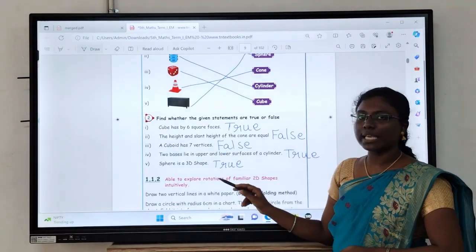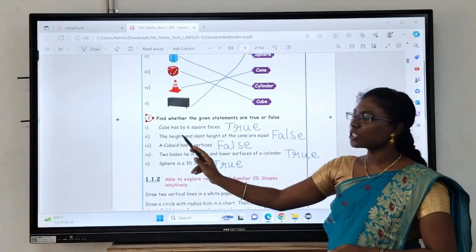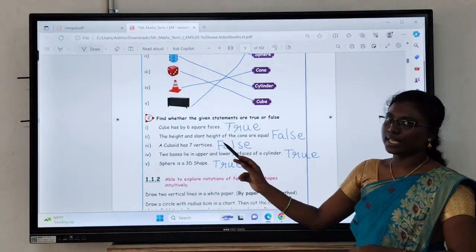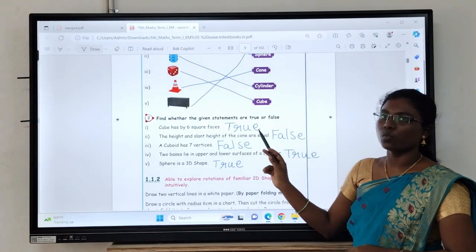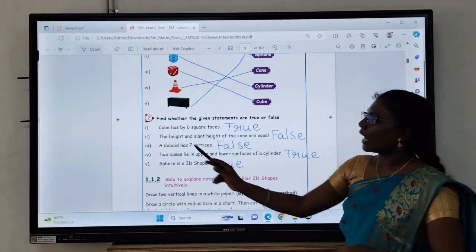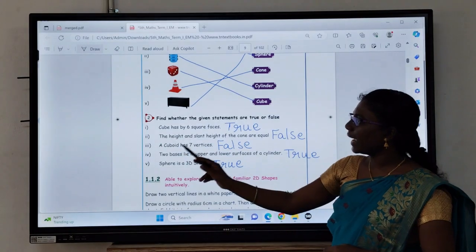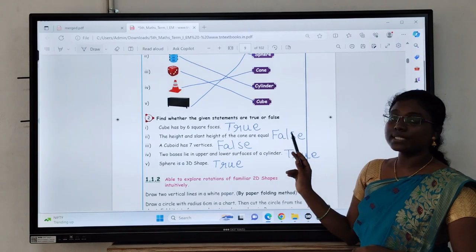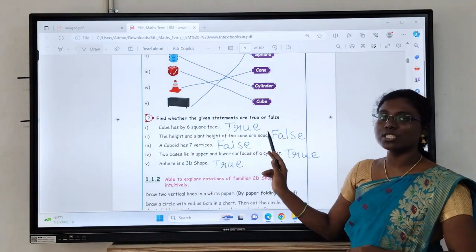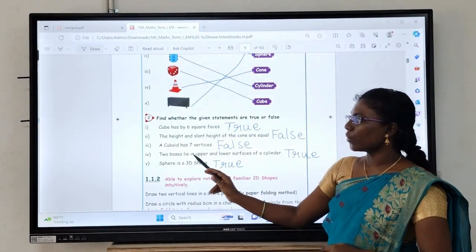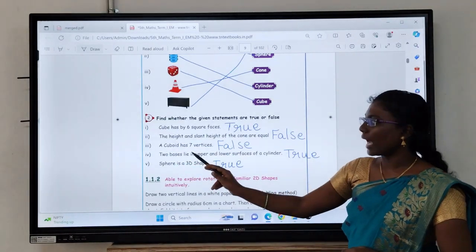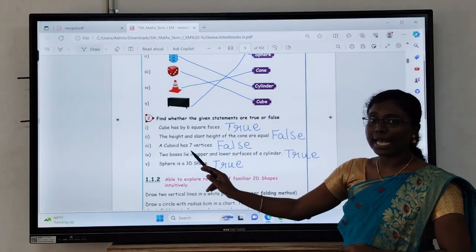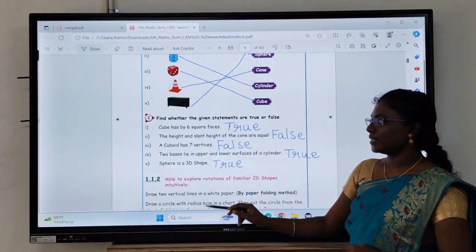Next, we are going to see true or false. First question, a cube has 6 square faces. Is it true or false? Very good. It is true. The second question, the height and slant height of the cone are equal. It is false because they are not equal. Third question, a cuboid has 7 vertices. False, because it has 8 vertices.